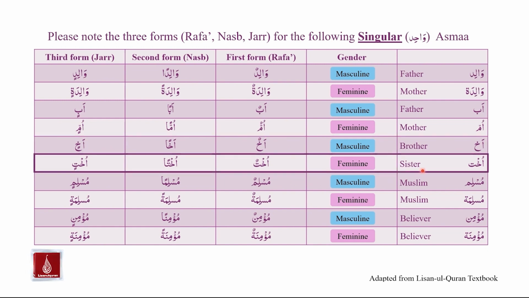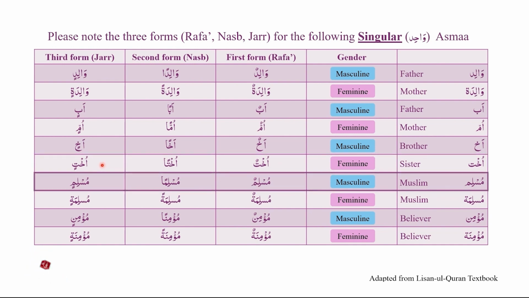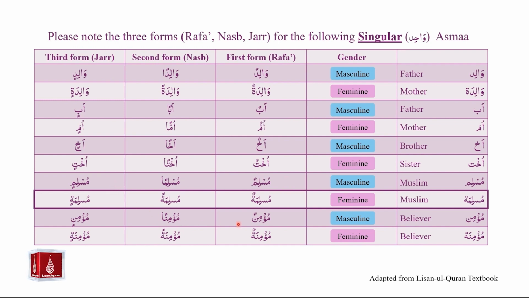Ukht, meaning sister. Ukhtun, ukhtan, ukhtin. Muslim becomes muslimun, musliman, muslimin. Muslimah becomes muslimatun, muslimatan, muslimatin. Once again, note that after the round ta in muslimatan, we do not need to add an alif.